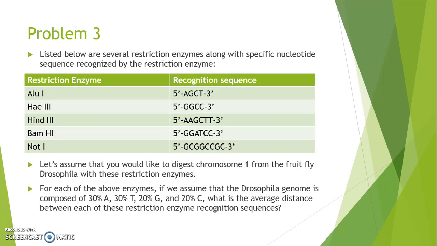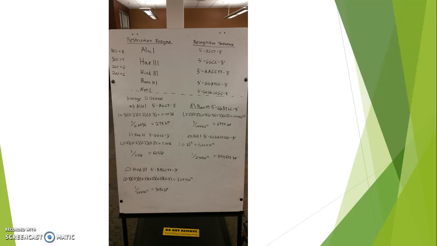So problem 3 asks about the several restriction sites. So you have a restriction enzyme with a recognition sequence, and for each of the above enzymes, if we assume that this genome is composed of 30% A, 30% T, 20% G, and 20% C, what is the average distance between these restriction enzyme recognition sequences? So you have this table that I drew out, that was on the slide before, along with these ratios, and so for the average distance, you take each one, so A is equal to 30%, G is equal to 20%.